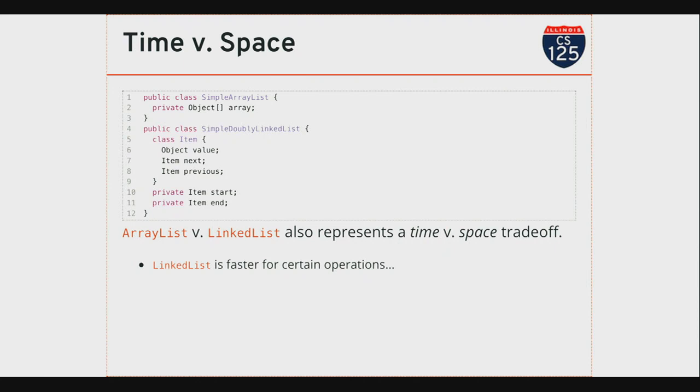So essentially, I need a next and a previous reference for every piece of data I put in, right? Now again, linked lists are faster for certain operations, but they take up more space. An array list internally had that array. Well, the array stores exactly the right number of references for the list. So there's no wasted space in an array list.